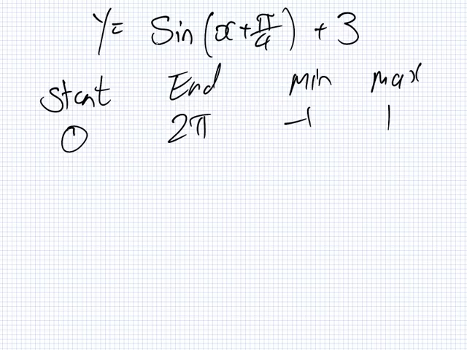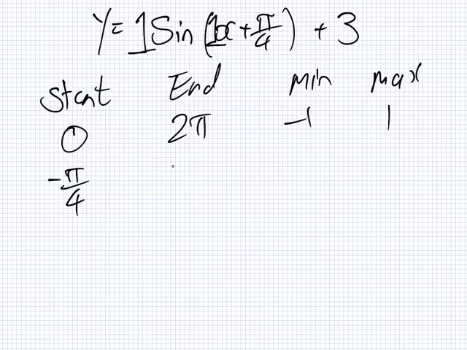Firstly, what's the A here? Capital A. 1. Does anything happen? Nothing happens. The B, what's the B here? 1. Does anything happen? No. The C, pi over 4, which does what? It moves it pi over 4 units to the left. So minus pi over 4.